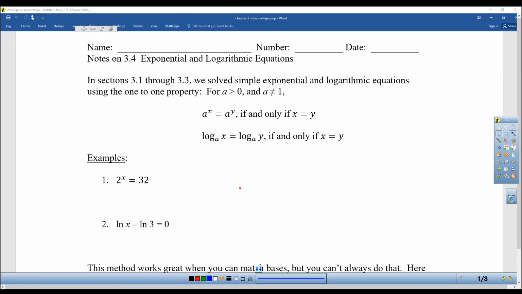Hello, everyone, and welcome to section 3.4 in Precalculus, Exponential and Logarithmic Equations. Today, we'll be taking everything that we've learned all chapter and using it to solve equations.